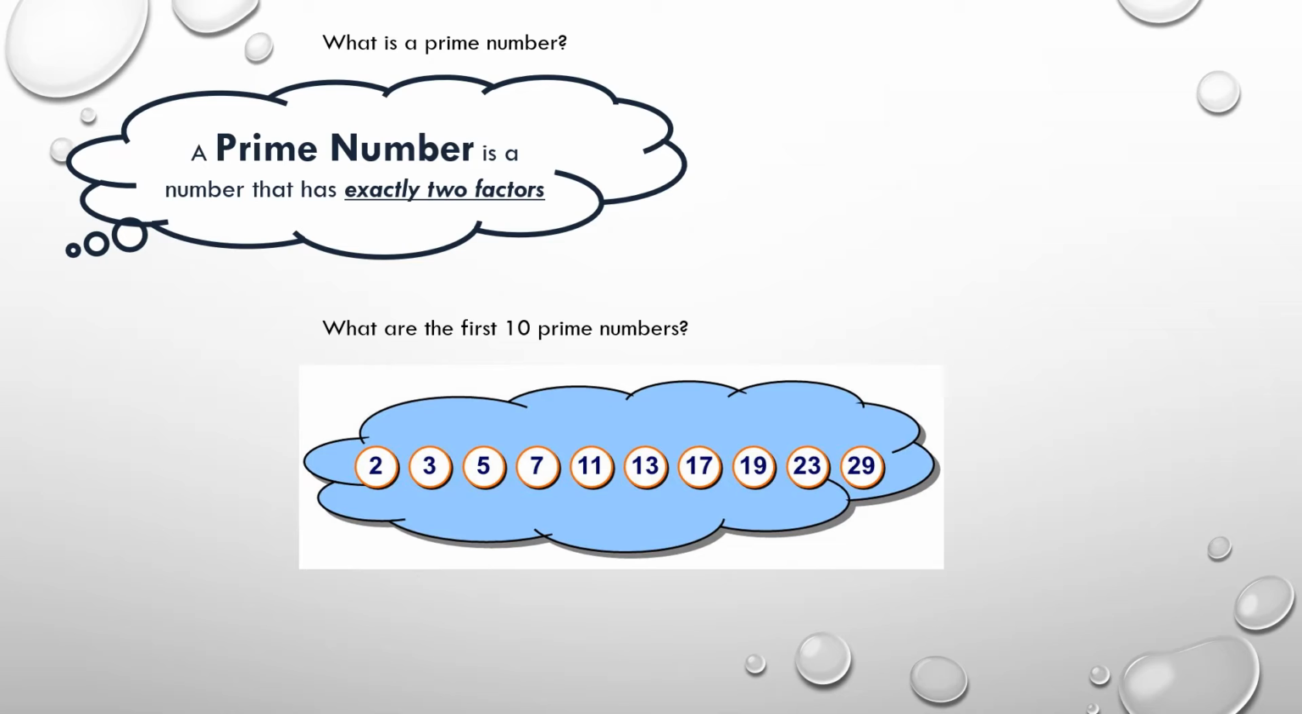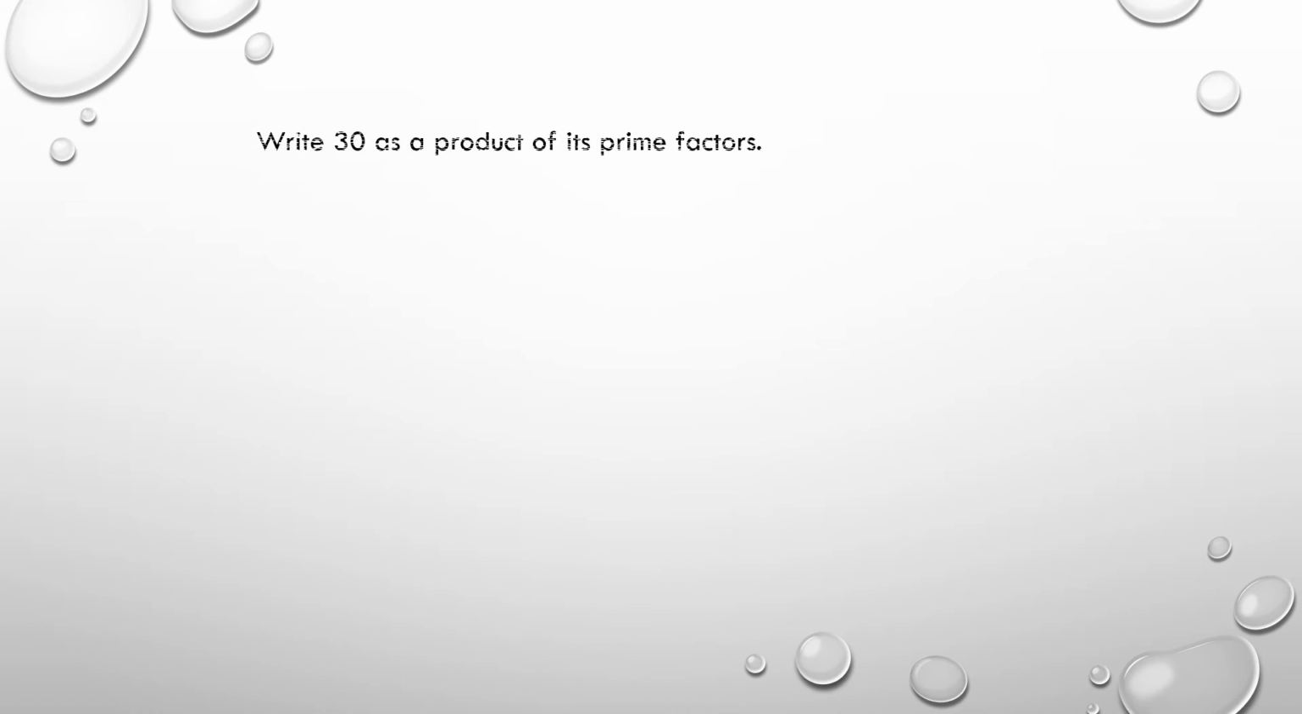So we've already brushed briefly on prime numbers again, but a prime number is a number that has 2 factors. So for example, 2 you can only do 1 times 2. With 3, you're only going to get 1 and 3, and so on. So a prime number is always going to be the number itself and 1. We need to write the number 30 as a product of its prime factors. Pause the video and have a go at this one.